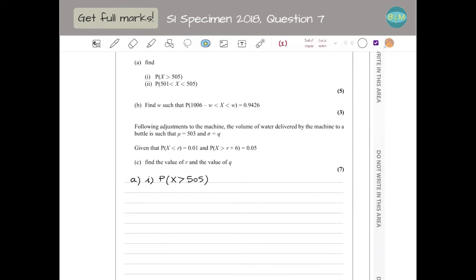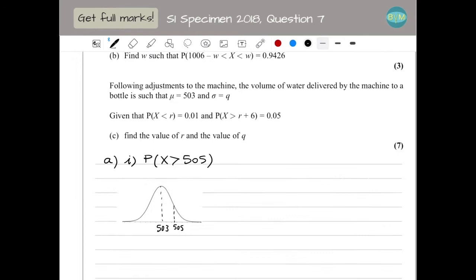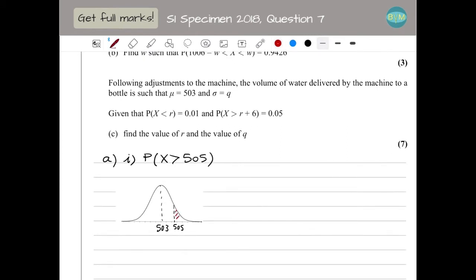Remember, if I remind you how the normal distribution looks like, it is something like that. Our mean in this case is 503. So we are talking about the probability of X being greater than 505. You know that these values are not in the calculator. So we have to work with the left side of the curve, because we have probabilities of X being smaller than a certain value. So we have to write that as 1 minus the probability of X.